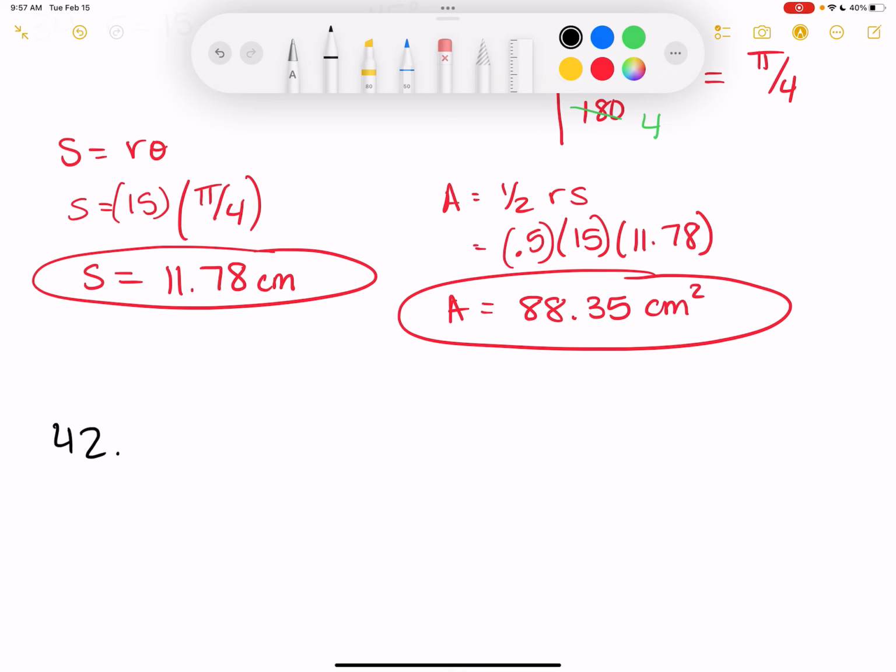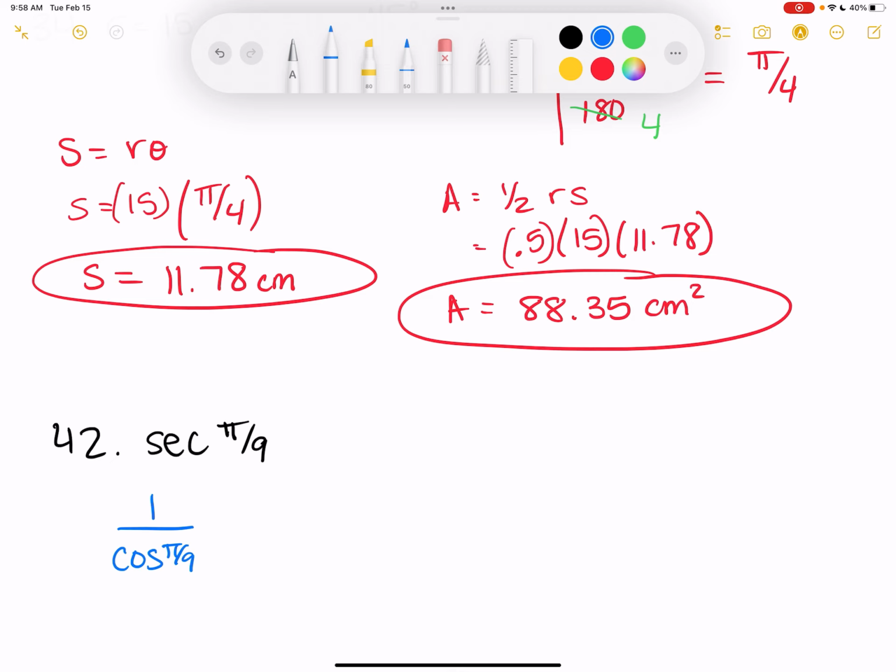But if I gave you something like the secant of pi over 9, and again, we're going to do 2 decimal places. Secant is equivalent to what other trig function? Cosine, it's the reciprocal. So secant is 1 over the cosine of pi over 9.